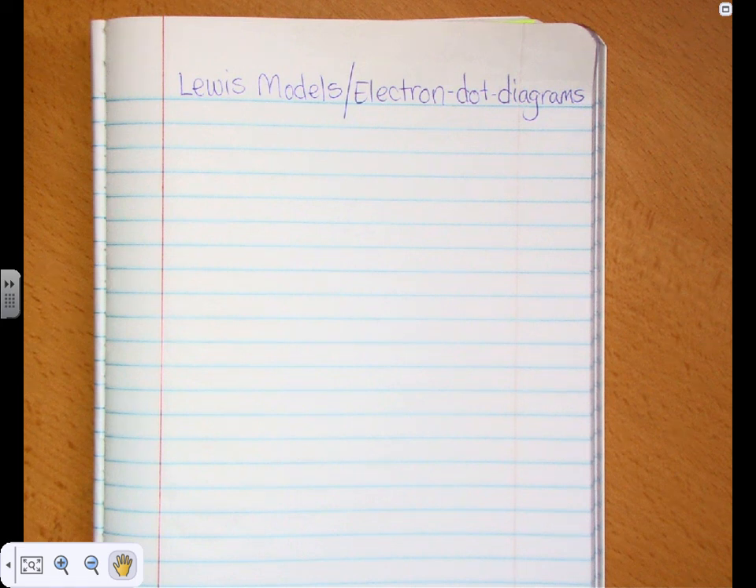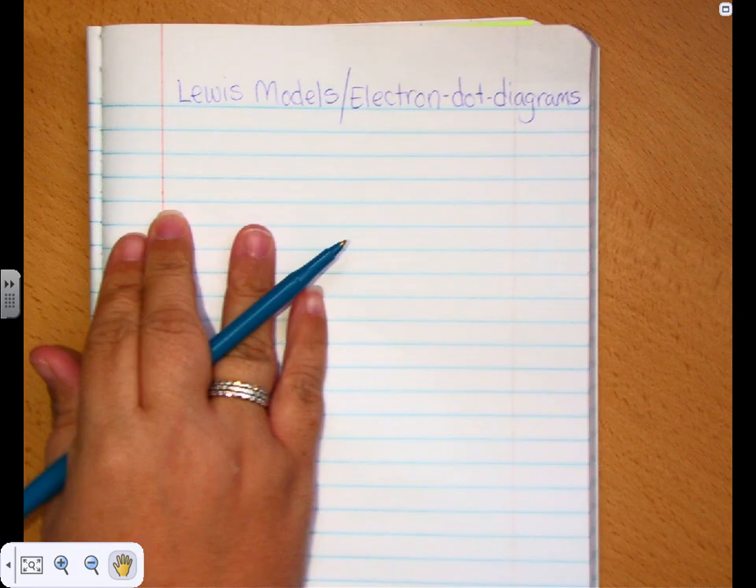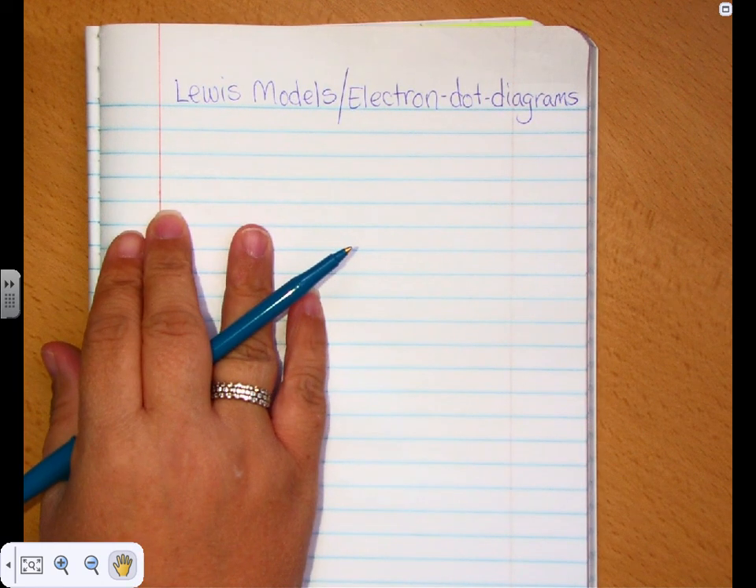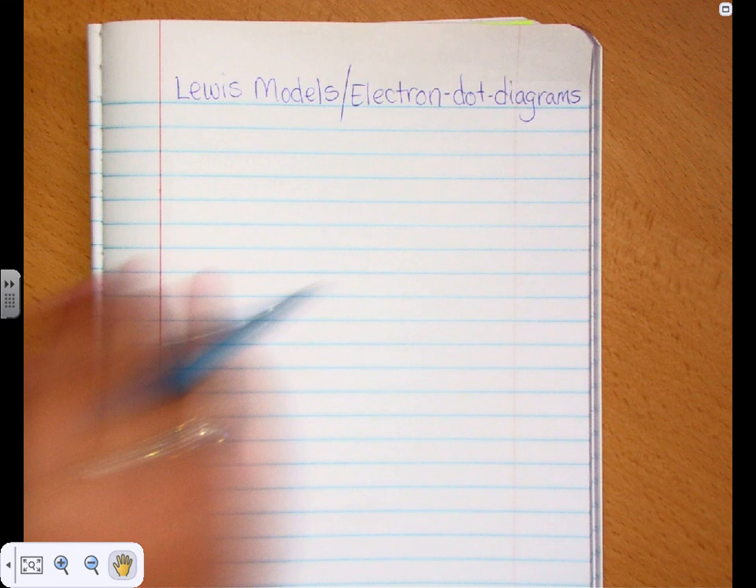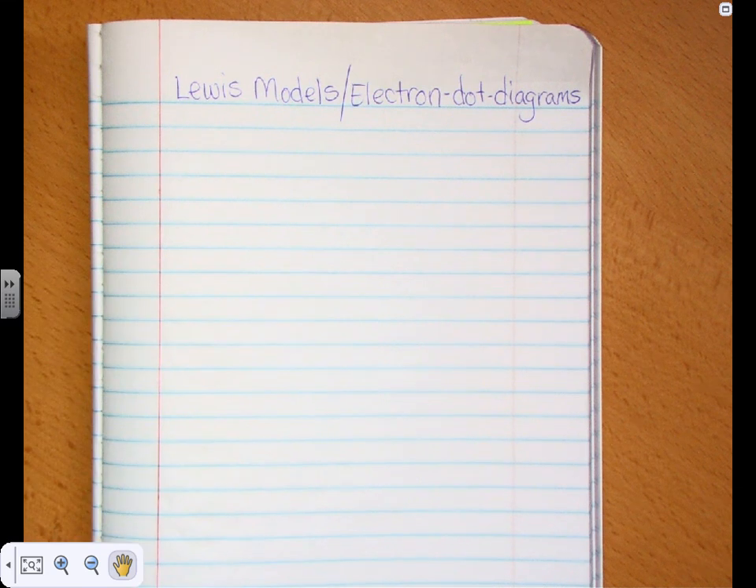Okay, so the reason that you need to know how to find valence electrons is because this is the information that we use in order to make a Lewis model. So I'm going to show you real quick how to make a Lewis model without actually making one. I know this sounds kind of confusing, but this is how it works.